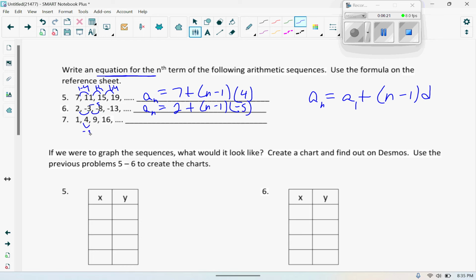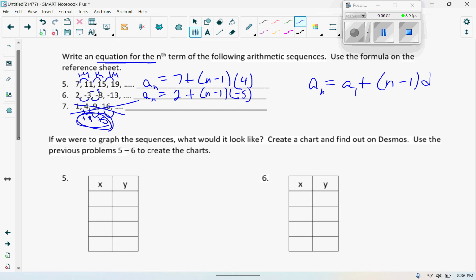This one, let's see, adding 3, adding 5. Ooh, notice there's a pattern, but it's not the same number every time. So this is actually not an arithmetic sequence. I just don't want you to assume that everything has to be arithmetic. They can have a pattern without it being arithmetic. It has to be the same number that you're adding every time or it won't work.